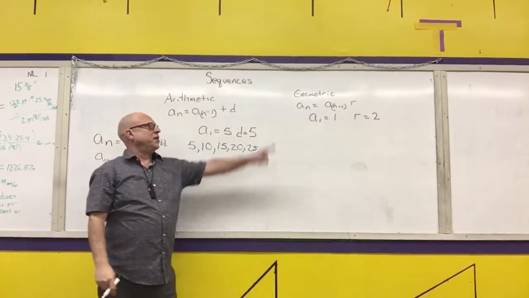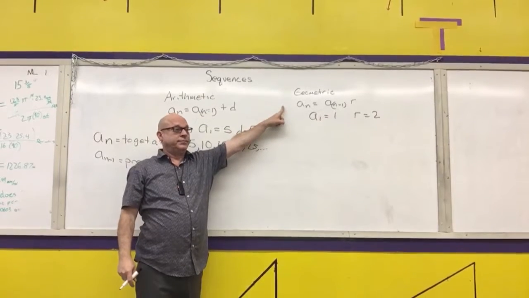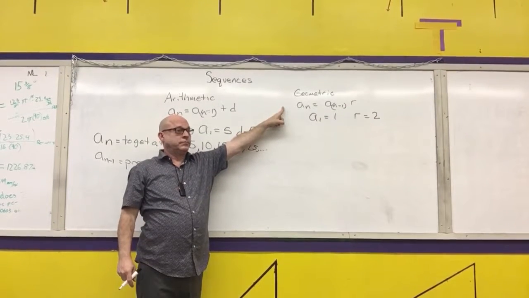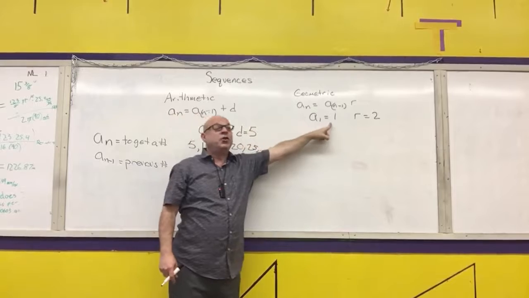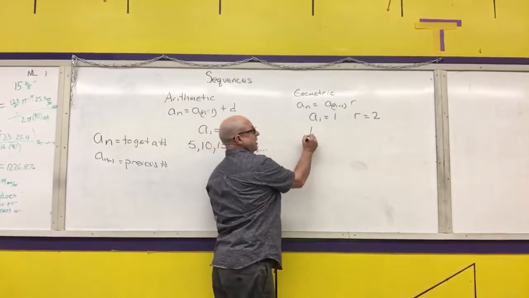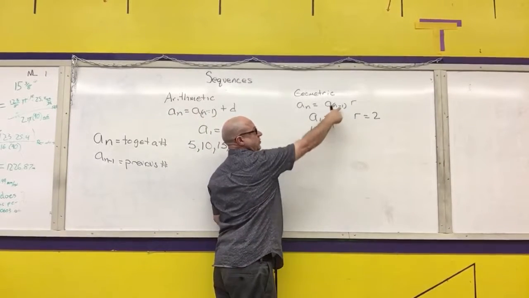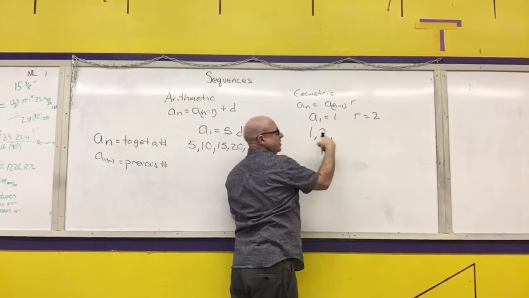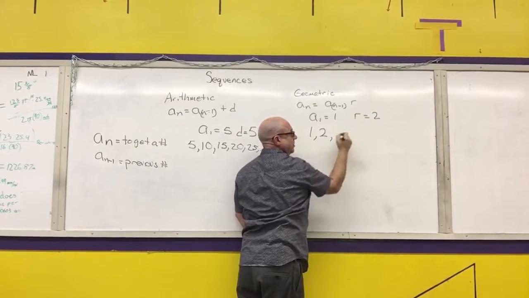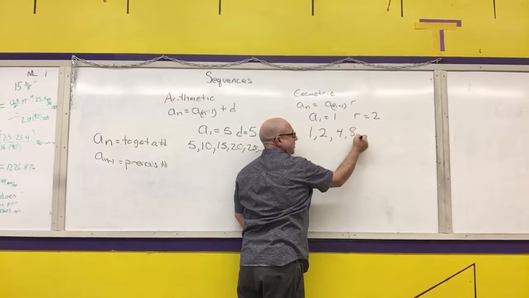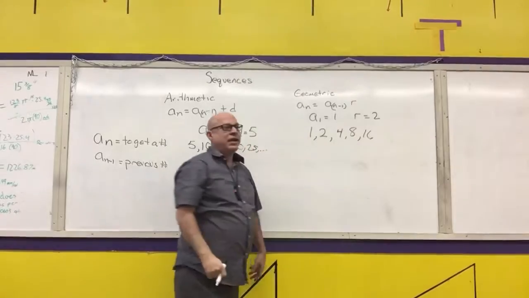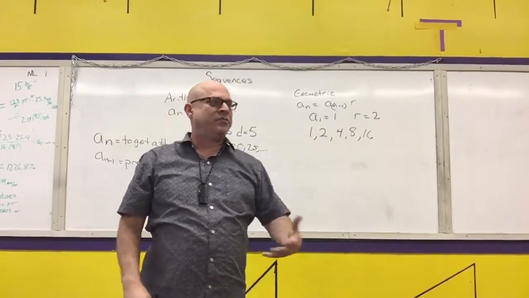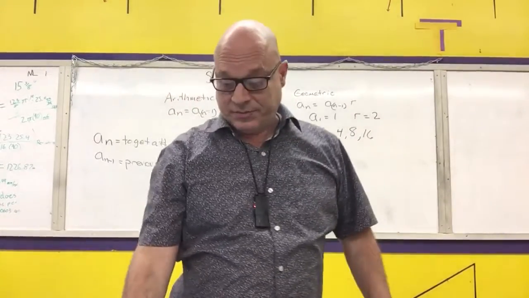What's the first term of this geometric sequence? 1, because they told it to you. What's the second term? 2. Yes, the first term times 2. This one is going to be this number times 2, which is 4. Next, 8. Okay. Any questions on coming up with a certain number of terms using a recursive sequence?